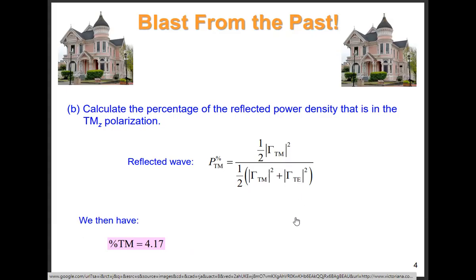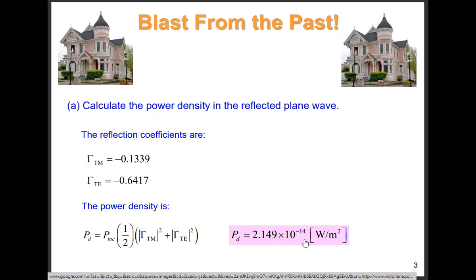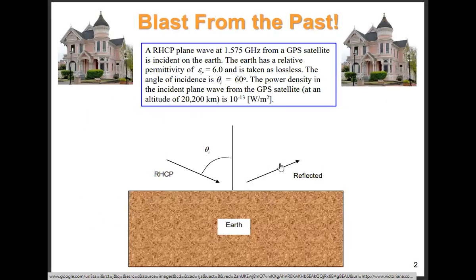It came out to be about 4%. So in this reflected wave, and we know it's carrying this amount of total power in watts per square meter, only 4% of it is TM. So about 96% of it is TE.